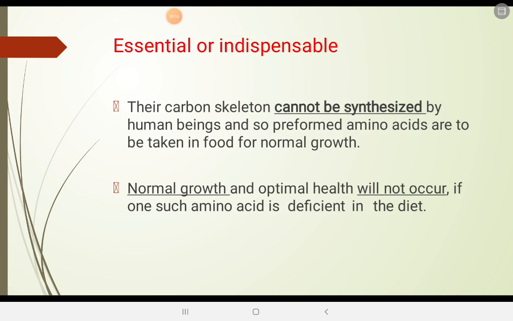Essential or indispensable amino acids. What is meant by essential amino acid? Their carbon skeleton cannot be synthesized by human beings, and so preformed amino acids are to be taken in food for normal growth. Normal growth and optimal health will not occur if one such amino acid is deficient in the diet. Okay, the definition is very, very important.